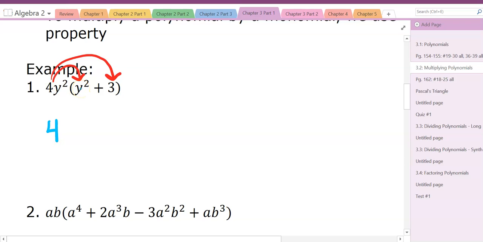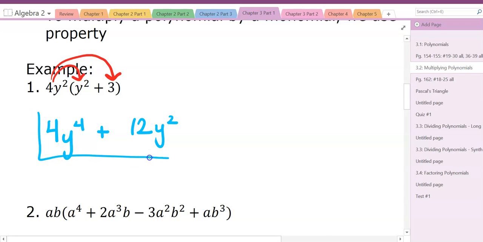But now let's talk about the y. y squared times y squared, you have to add those exponents. So what's 2 plus 2? 4. So this is going to become 4y to the 4th power. Plus, bring down that plus sign. Now we distribute the second time. We're taking 4 times 3, which is 12. And then y squared is just going to attach, because it doesn't have anything to combine with, because 3 doesn't have a y next to it. So I don't have to change my y squared at all. It just gets dragged along with the rest of the problem.